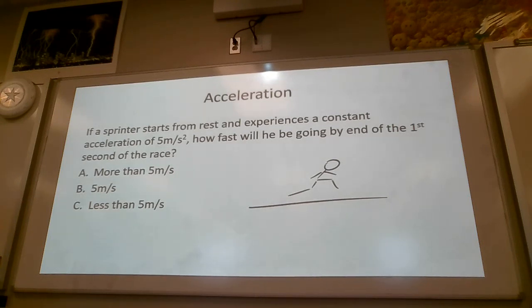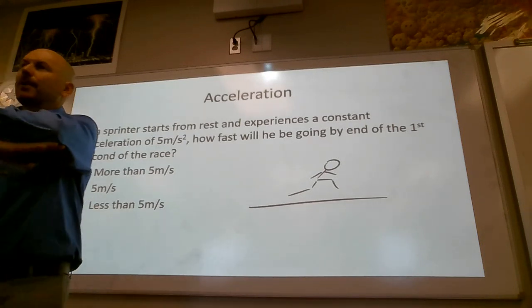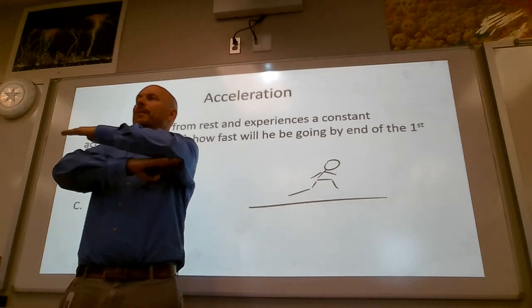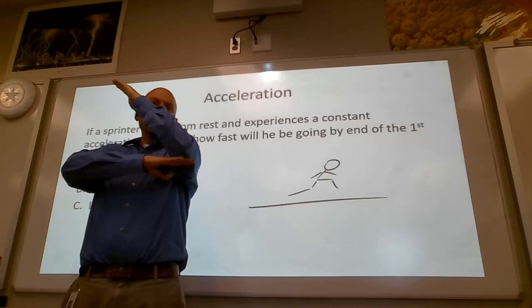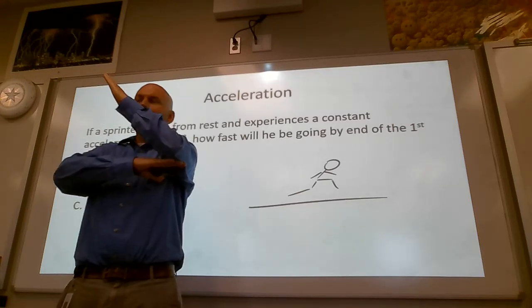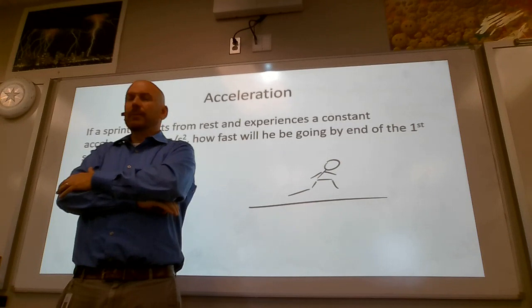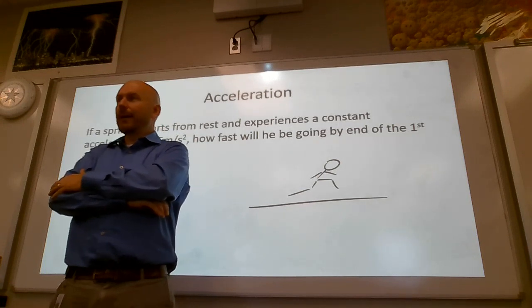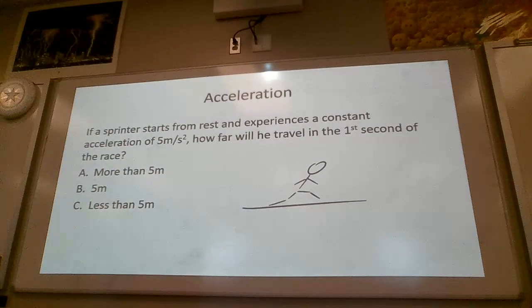Correct answer is B, 5 meters a second. Okay. Your speedometer looks like this. 1 Mississippi. By the time you end with the second Mississippi, you're at 5 meters a second. Good with that? Same scenario, follow-up question.